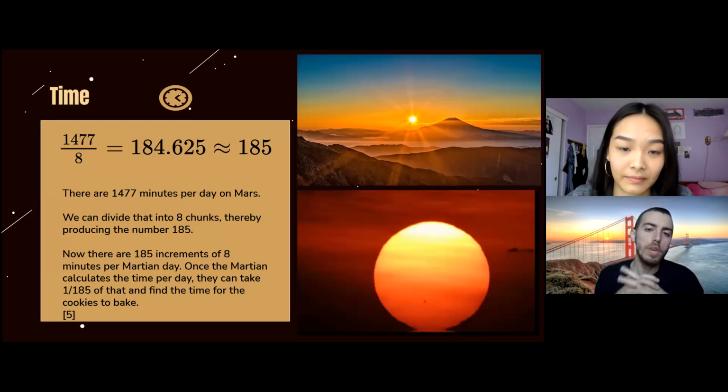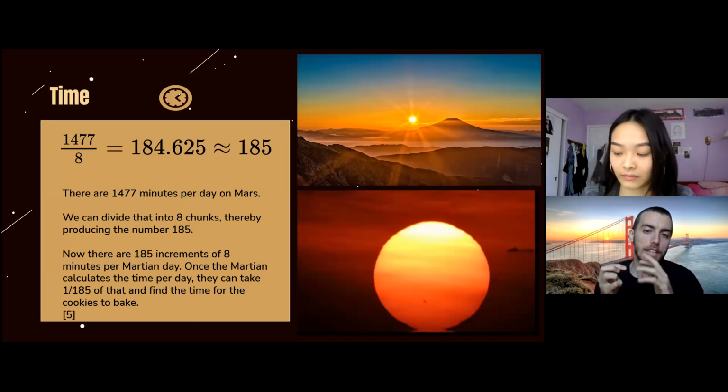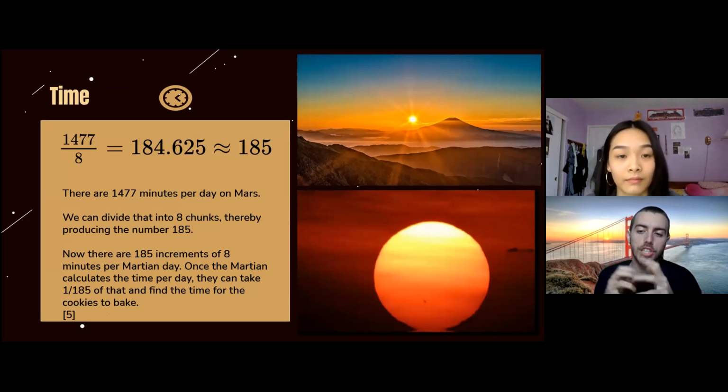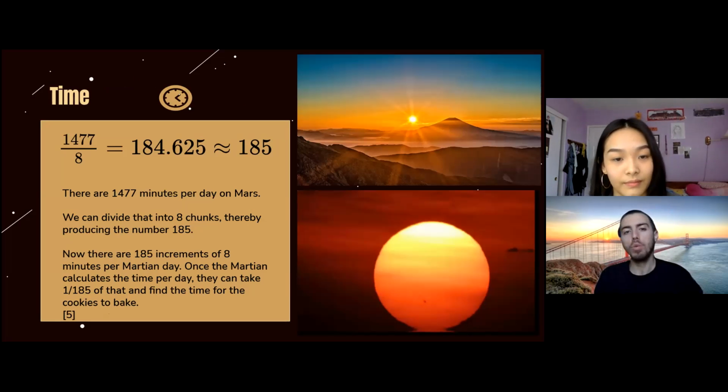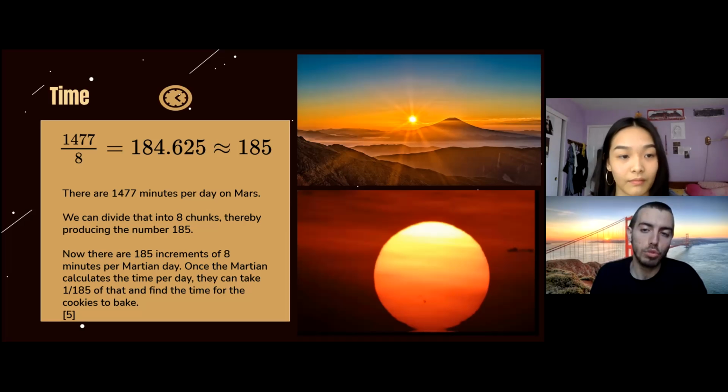And great. So now that we've been able to convey the idea of quantity, we also want to teach the alien the idea of time. Now, we assume that this alien has some way of sensing the day on Mars, for example, maybe vision or maybe thermoreception so that they can detect the heat from the sun. Assuming that they can calculate how long a day is on Mars, for example, 1,477 minutes, you can divide that by 8 because our cookies will take 8 minutes to cook, and then we can establish a concept of time.